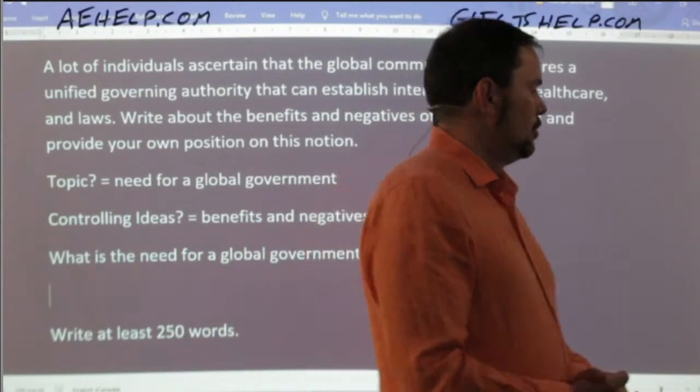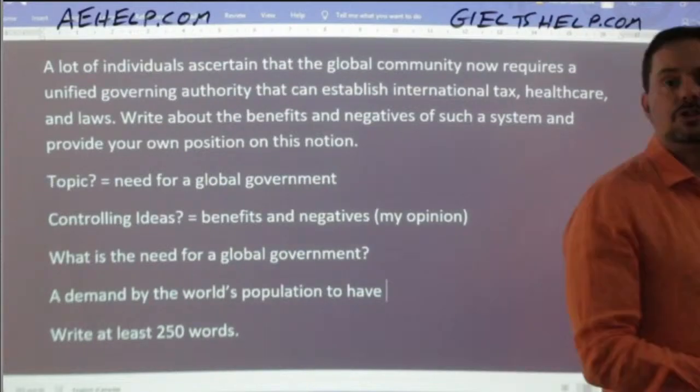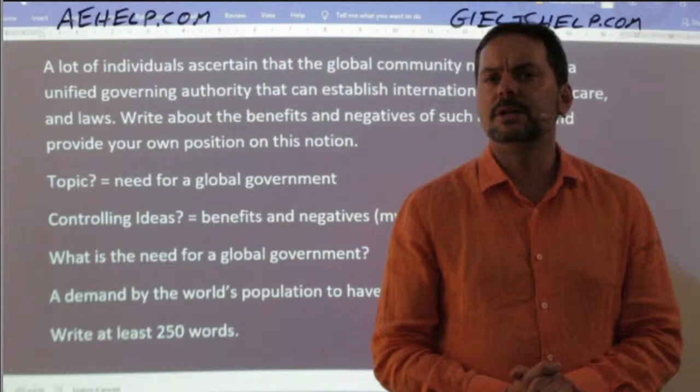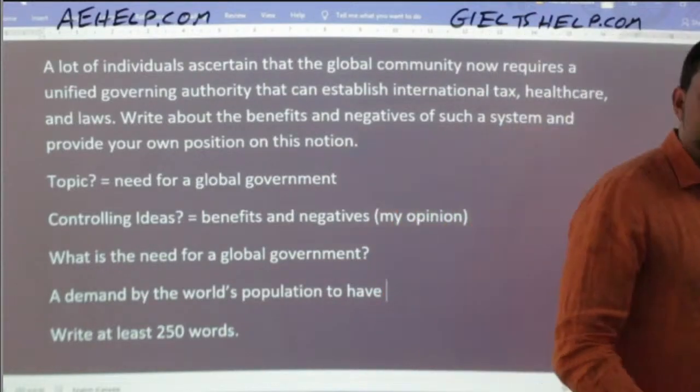Yeah, so the need, what is the need? So a demand by the world's population to have, I liked what somebody wrote there. It was a really nice one. Let's see if I can find that again.